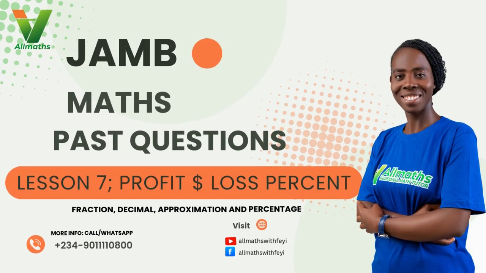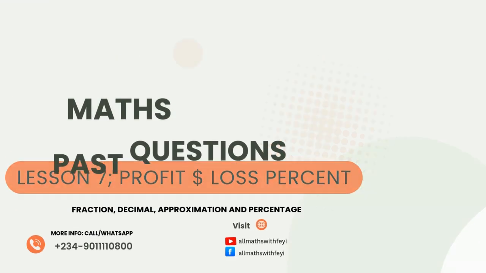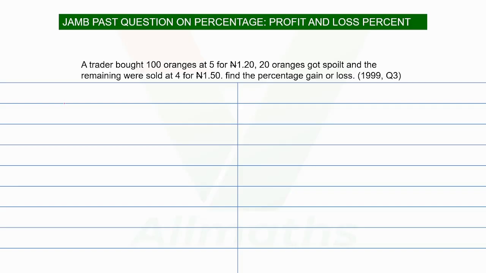In today's JAMB series, we are going to be solving a past question on profit and loss percents. Let's do this. So the question before us: a trader bought 100 oranges at 5 for 1 naira 20 kobo. 20 oranges got spoiled and the remaining were sold at 4 for 1 naira 50 kobo. Find the percentage gain or loss.